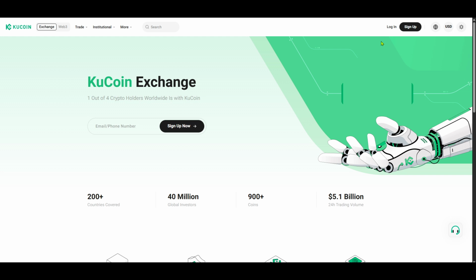Kucoin is a popular cryptocurrency exchange that offers a wide range of trading options and is known for its user-friendly interface, making it an excellent choice for both new and seasoned traders alike.